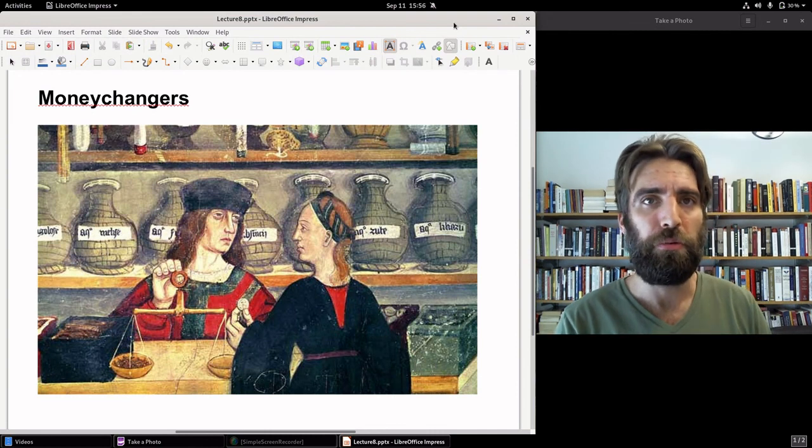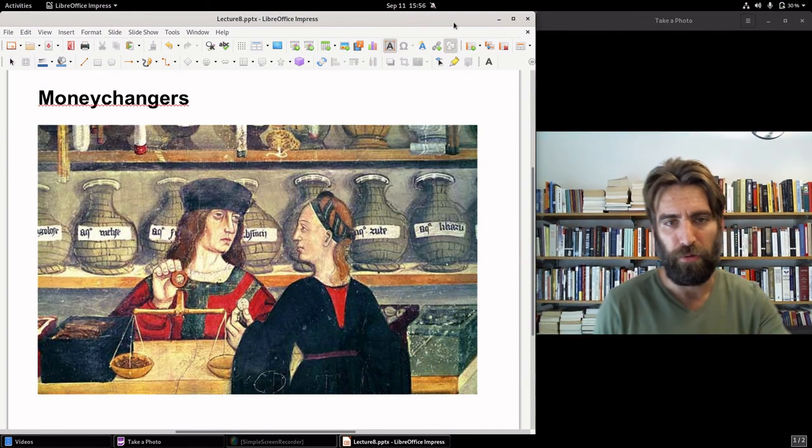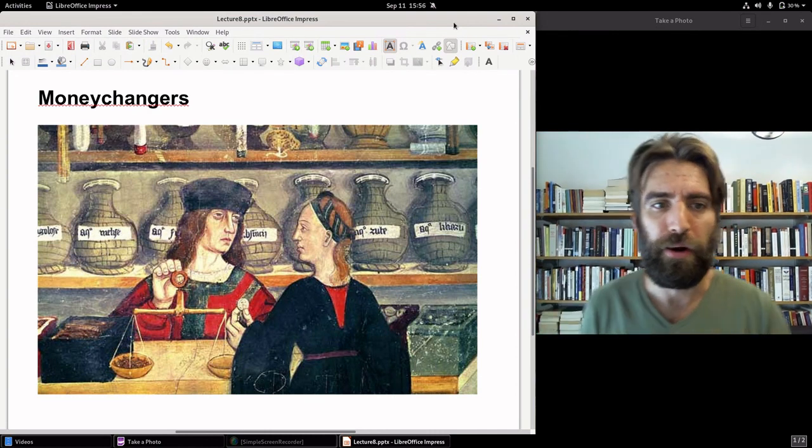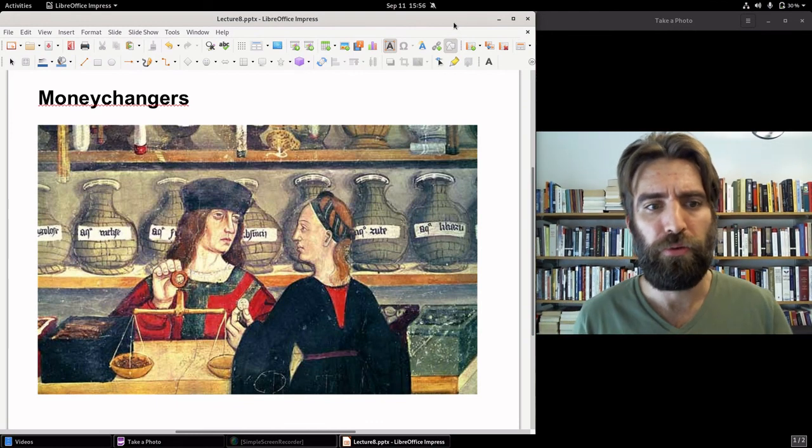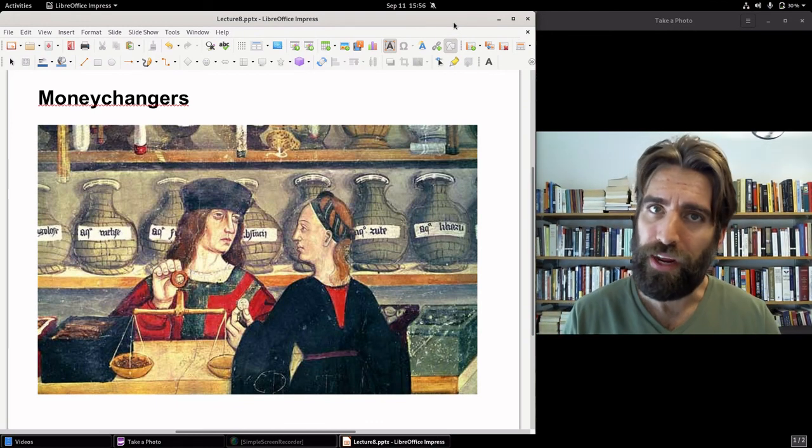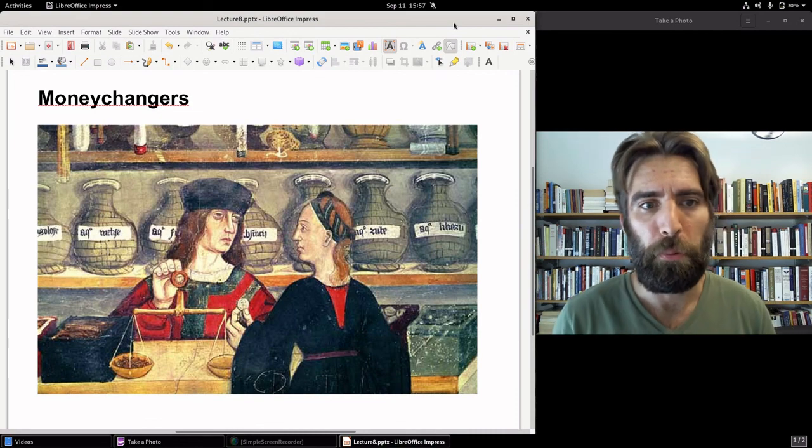Now, we talked at length already about money changers. There have been money changers before in history. There were money changers in ancient Greece. There were money changers in the ancient Roman Empire. Here's a money changer in Renaissance Italy, who for a fee would change out foreign coin for local coin.